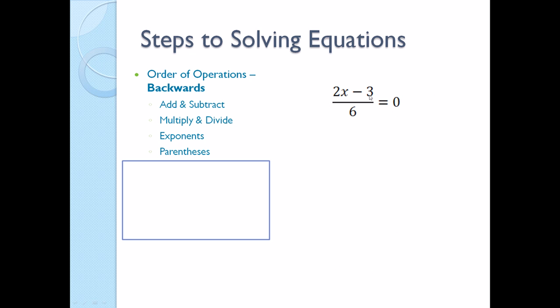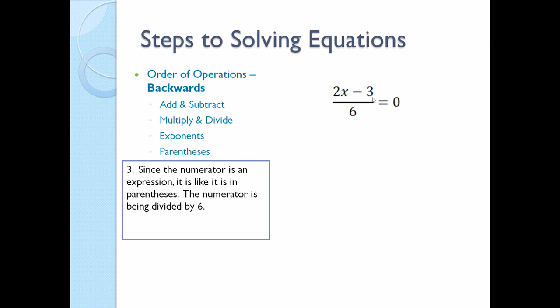Okay, let's keep it going. Same thing. Now, we've talked before that you can think of this numerator as being in parentheses. So it's like this expression is in parentheses and I'm dividing that expression by 6. So I have parentheses and dividing by 6. What do I get rid of first? Well, here's divide and here's parentheses. I got to dividing first. So what's the opposite of dividing by 6? We're going to multiply the left by 6 and the right by 6. And 6 times 0 looks like we are still at 0. But now I just have the 2x minus 3.